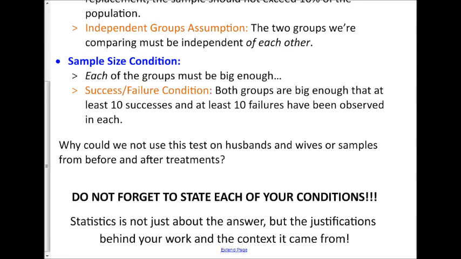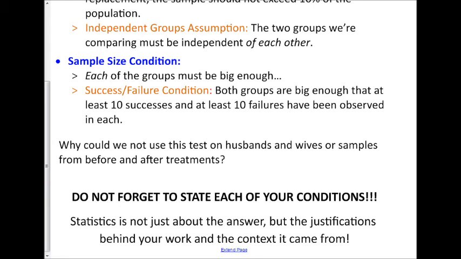No matter what, you must always state these conditions. Because number one, statistics is more about the work than it is about the answer. You have to be able to justify your work, put it in context before you go any further.